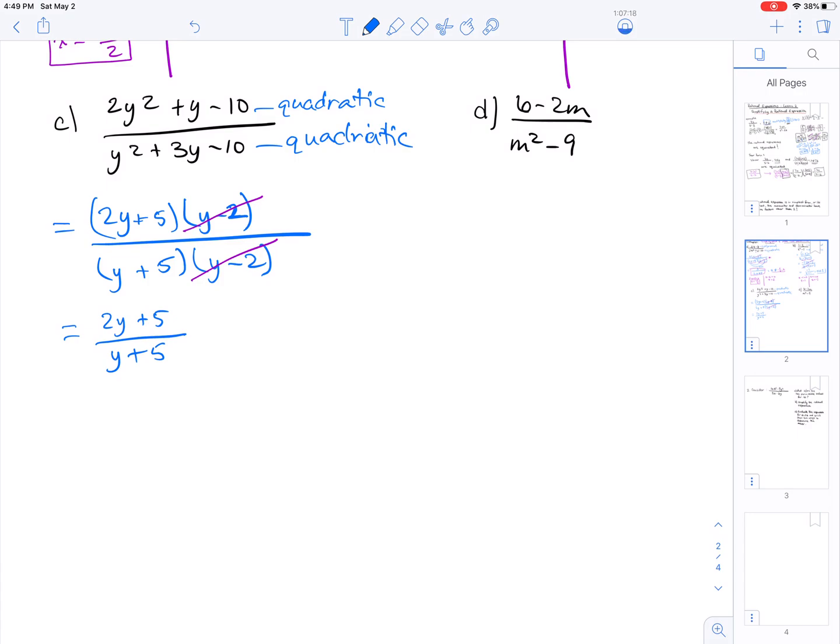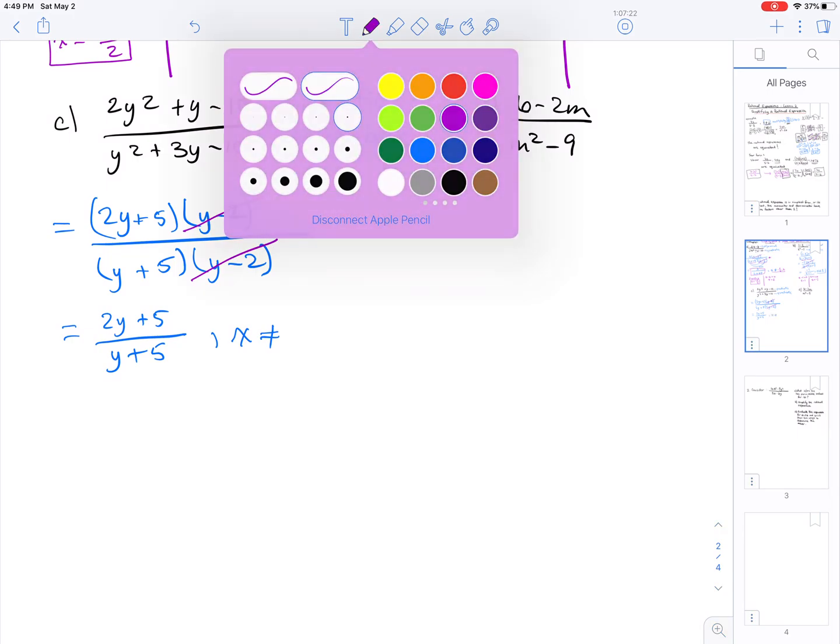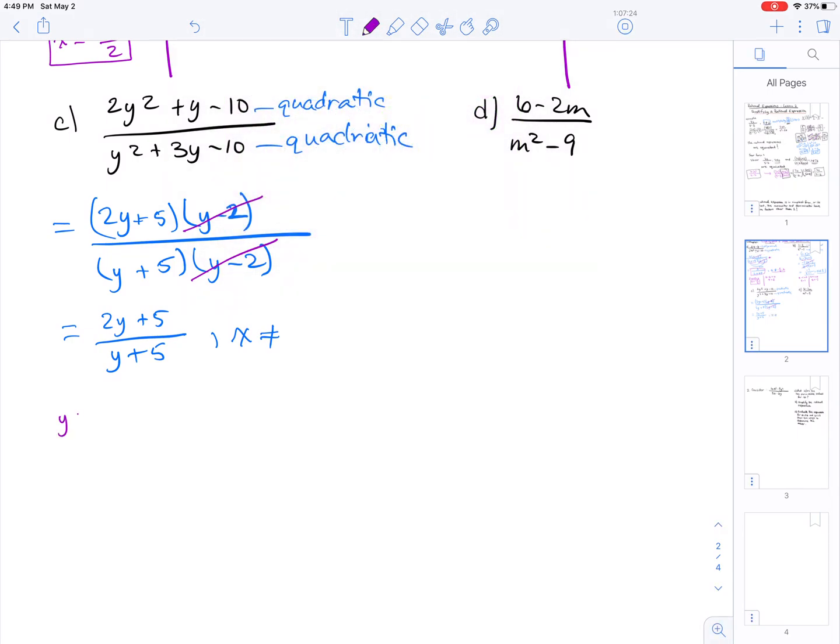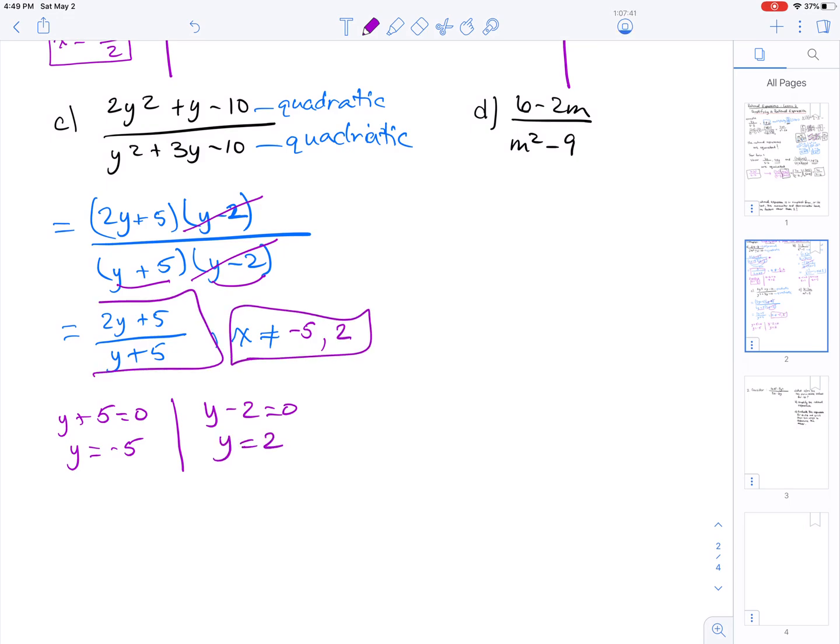Now, what are my non-permissible values? Y cannot equal... well, let's look at them again. I have y plus 5. That's my first factor. So y equals negative 5. My second factor is y minus 2. So y equals 2. And those are my non-permissible values and my simplest form.